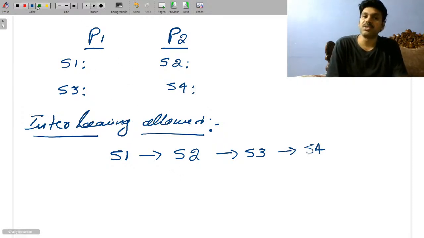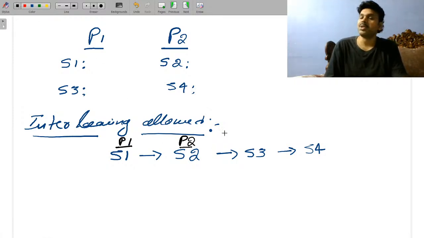So you know which thread is going to access in a proper way. First P1 will execute, then P2 preempts P1, then again P1 preempts P2, then again P2 gets the chance. There are many kinds of ways.